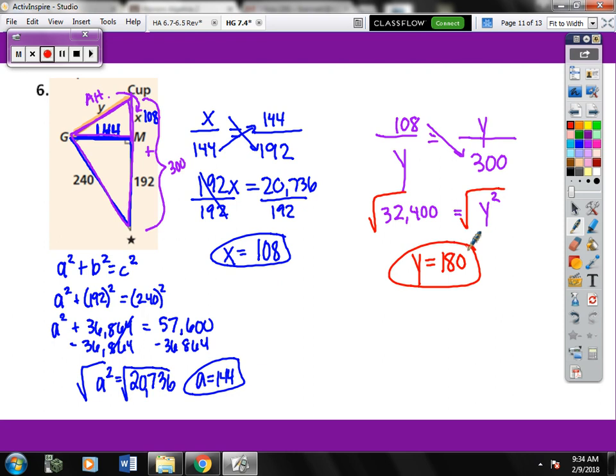Again, sometimes the Pythagorean theorem is really useful. If you know 2 of the 3 sides, you can figure out what that third one is, which then may make the problem a little bit easier.